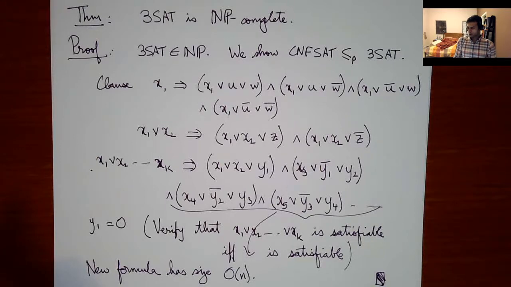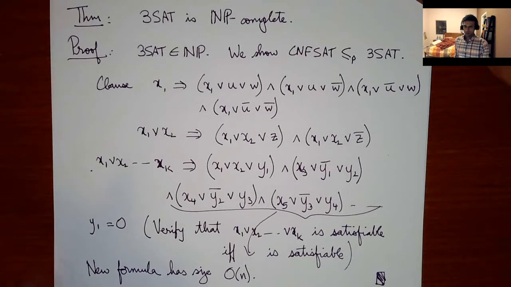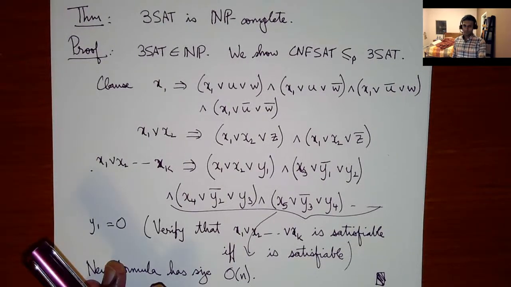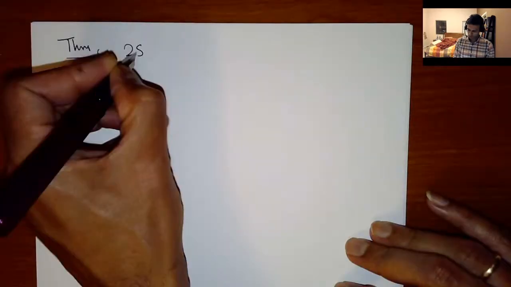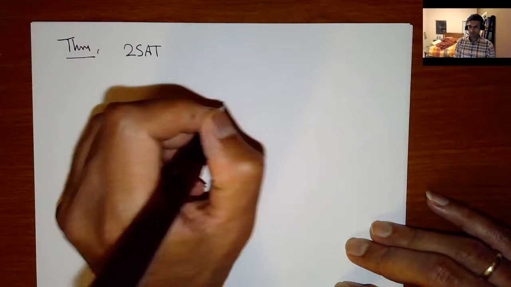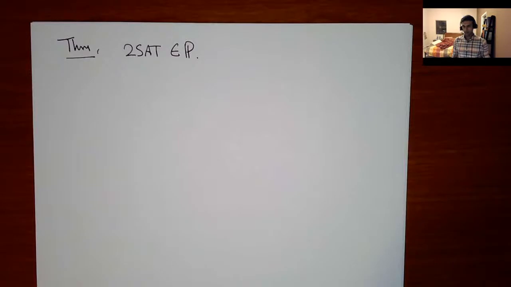So 3-sat is NP-complete. Now this appears probably to be one of the first of what's called a threshold phenomenon that you'll see, that there's a jump in complexity when you go from 2-sat to 3-sat. 2-sat is actually in P. So 2-sat can be solved in polynomial time. It's not that obvious.